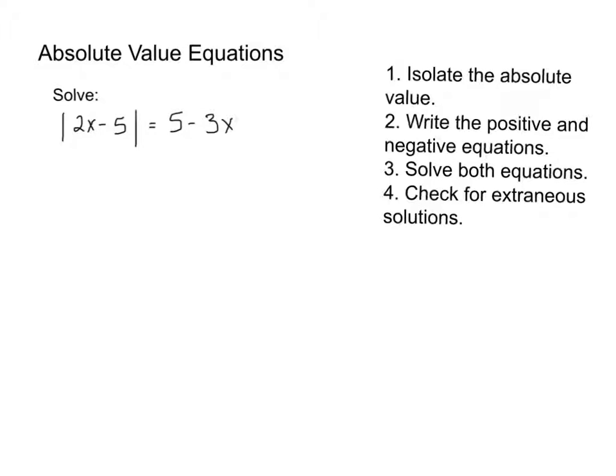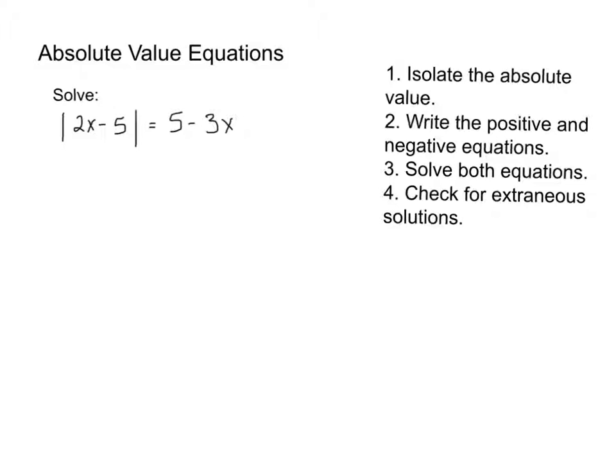And then we actually have to write two equations to solve. Write the positive and negative equations. So we write an equation where the stuff that's inside the absolute value is positive, and we write one where it's negative. Because once we take the absolute value, it's always going to be positive, but before, the stuff that's inside could be positive or could be negative.